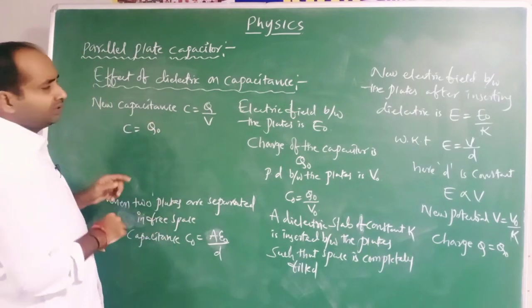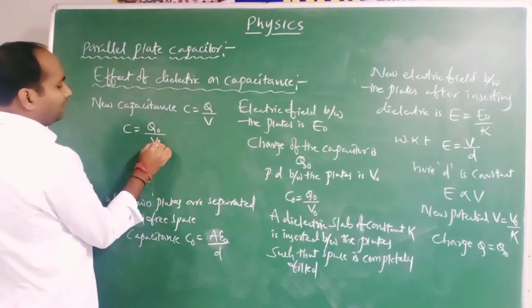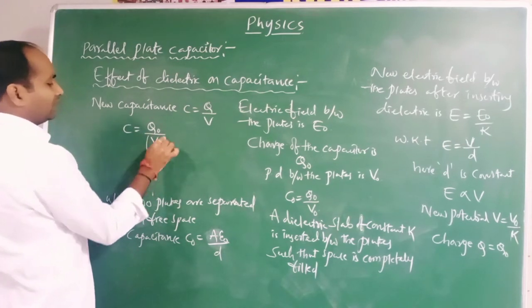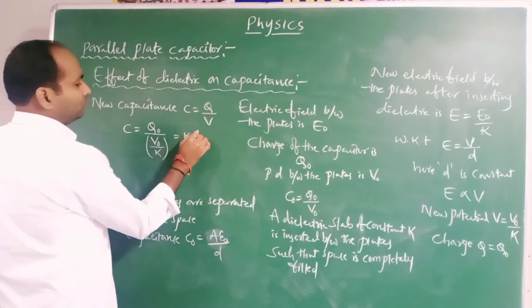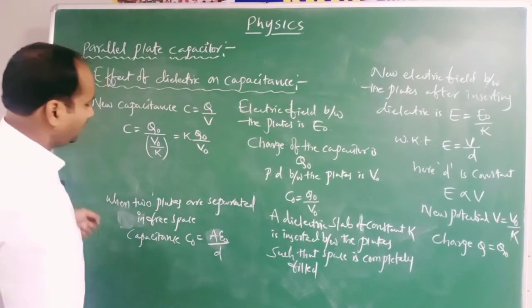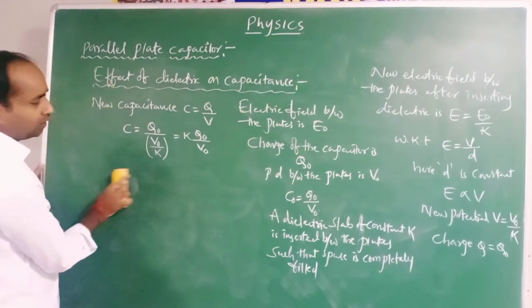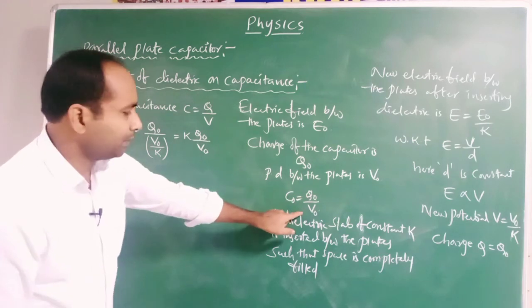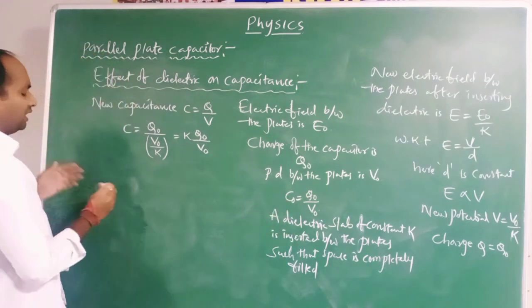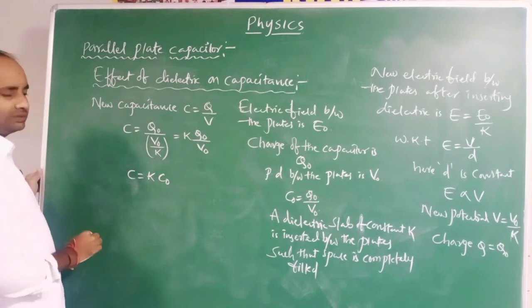But the new potential becomes V naught by K, so C equals K into Q naught by V naught. Q naught by V naught is the capacitance before introducing the dielectric. So C equals K C naught.